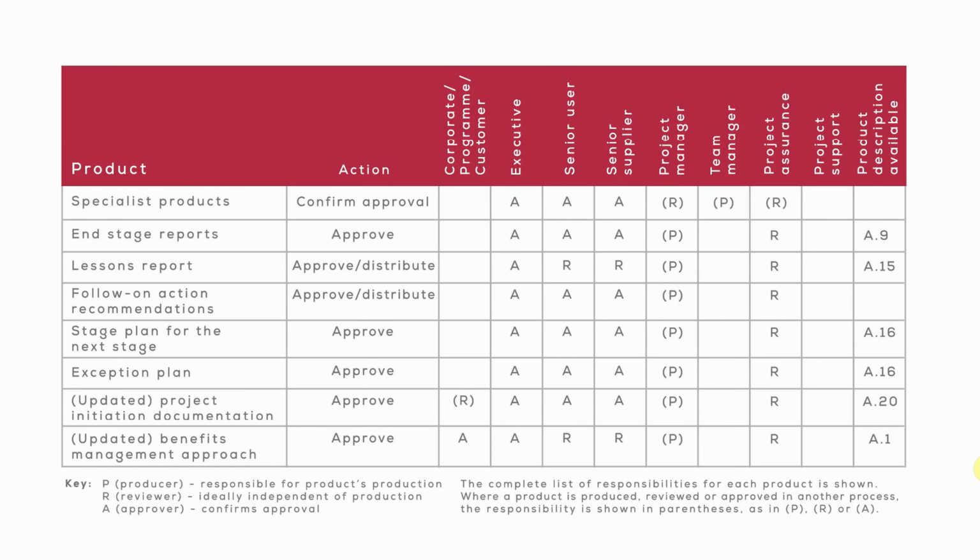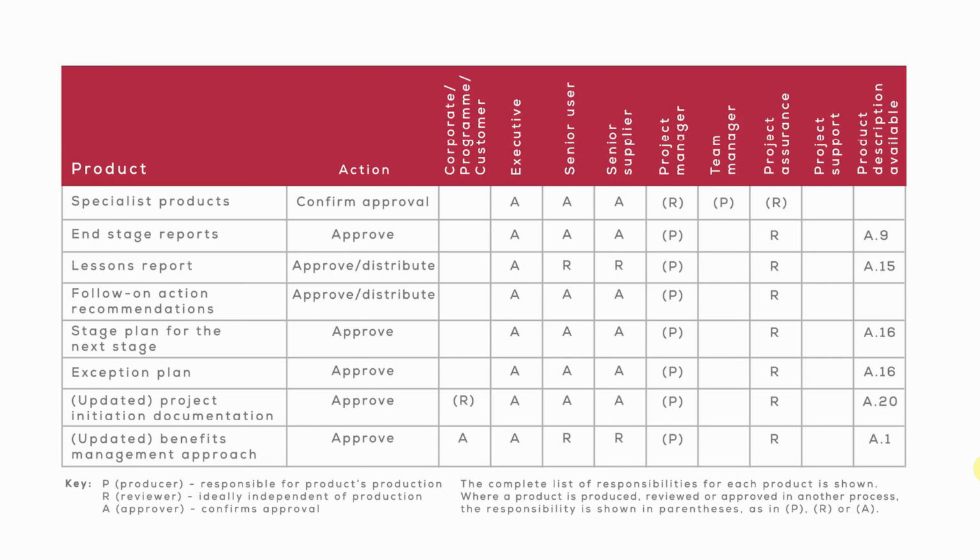They will have been produced obviously by the project manager during the stage when the lessons were learnt. Again, any follow-on recommendations which form part of the end stage report, again, approved and distributed. The stage plan for the next stage, which was produced in managing a stage boundary by the project manager, is reviewed and approved here by the project board, reviewed by assurance. Obviously, if it's an exception plan, the same applies.